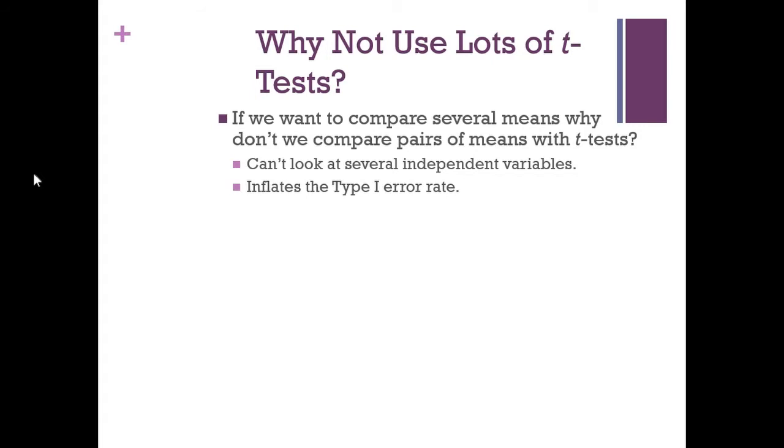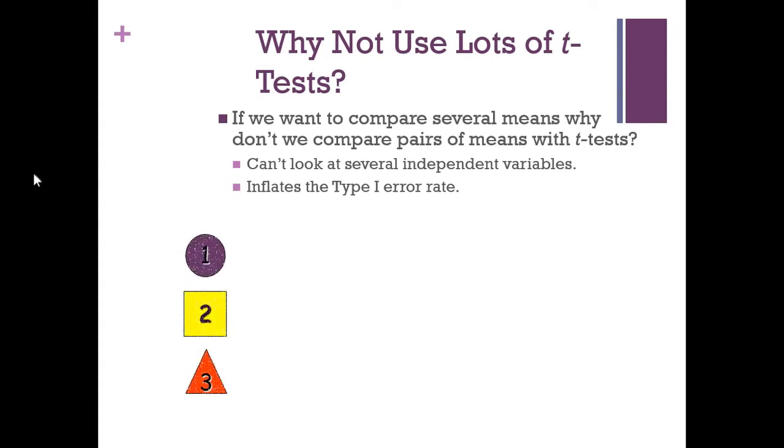But the biggest issue, with a star next to it, is type 1 error. That's the answer. I think this is one of those theory questions on the test. So why not lots of t-tests? Because it inflates type 1 error. Remember, type 1 error is the probability of rejecting the null when you shouldn't, so we're finding things that maybe weren't true.